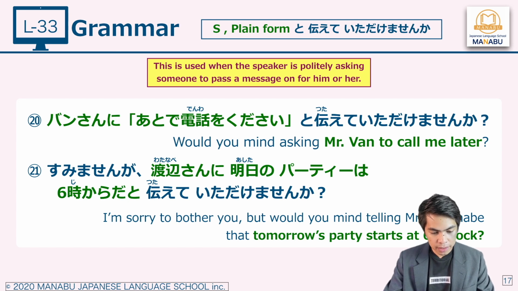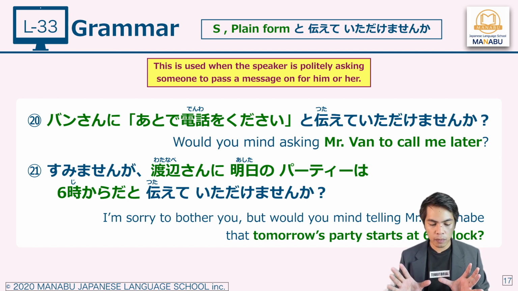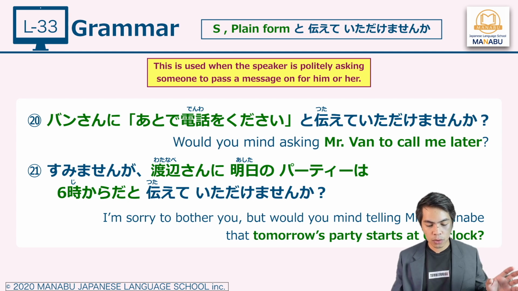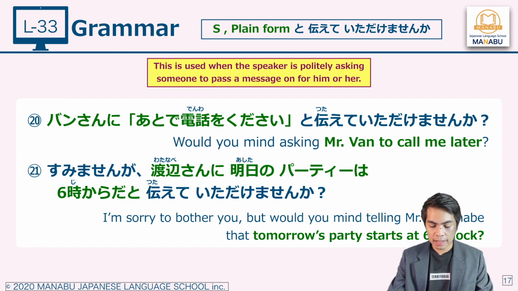And example number 21, sumimasen ga Watanabe-san ni ashita no party wa 6時からだと chotaite itadakimasen ka. So this is the same as example number 20, but example number 21 is in plain form. So Watanabe-san ni, to Mr. Watanabe, and the message is ashita no party wa 6時からだ. This is the plain form of 6時からです. Then to chotaite itadakimasen ka. Would you mind telling Mr. Watanabe that tomorrow's party starts at 6 o'clock?